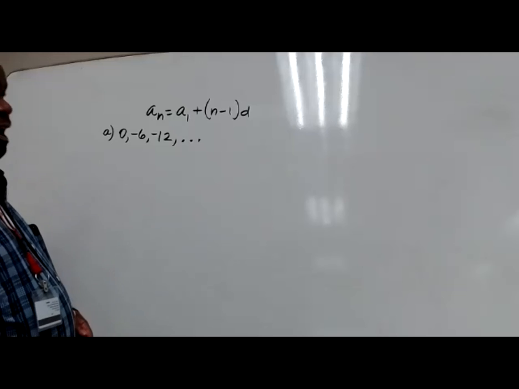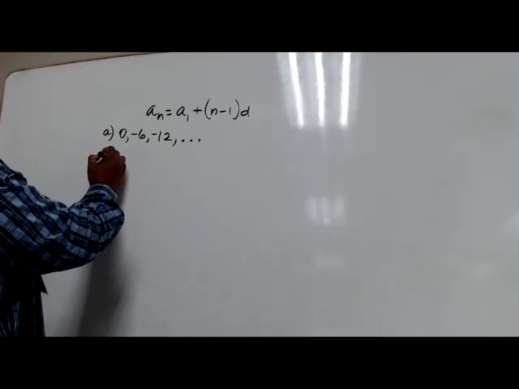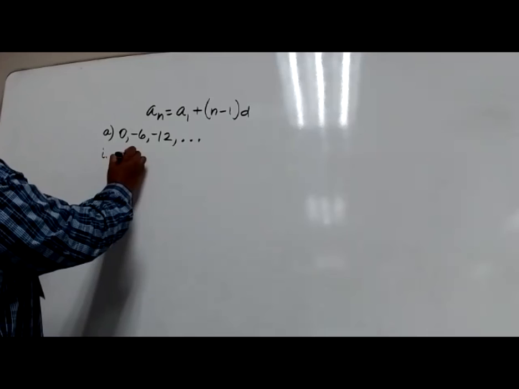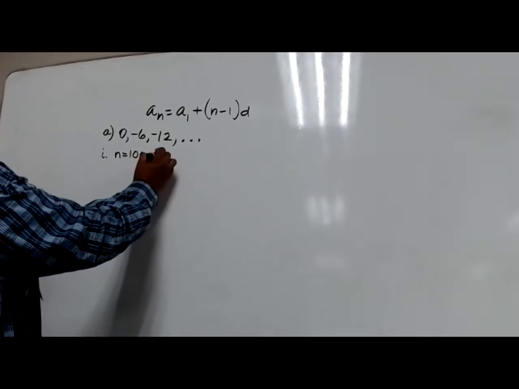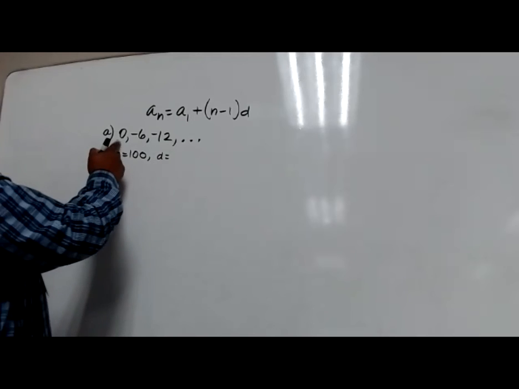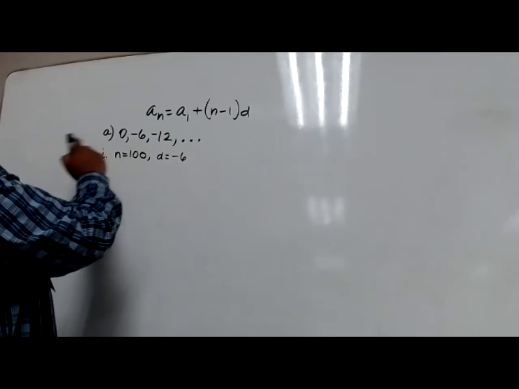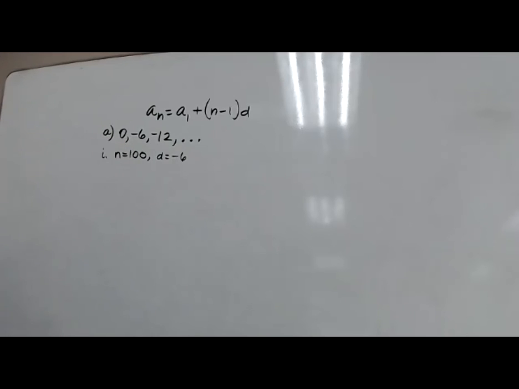Okay, so in this case here, I want to find the 100th term and the nth term. So in part I I want the 100th term, so that means n has to be 100. Now I need the common difference here. I'm going from 0 to -6 to -12. What would be that common difference? -6, because I can subtract. Or in this case, I can add -6.